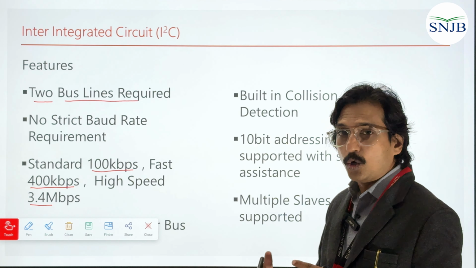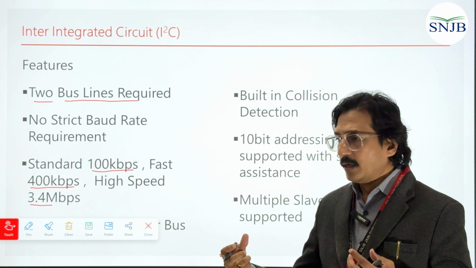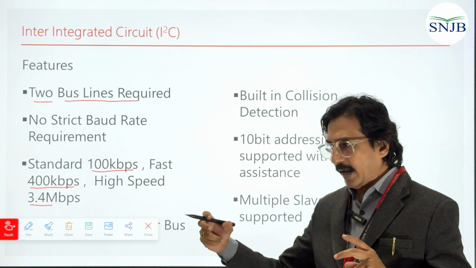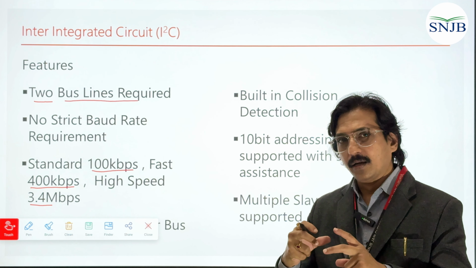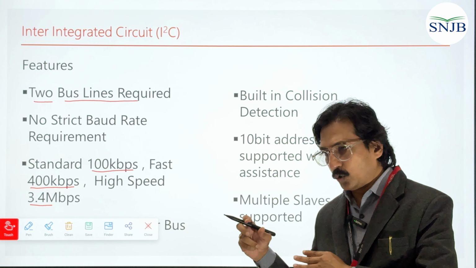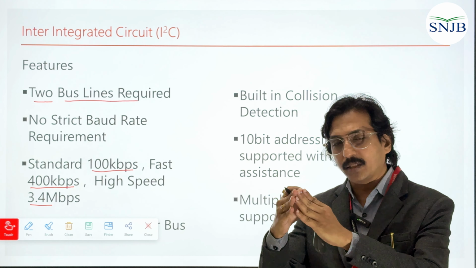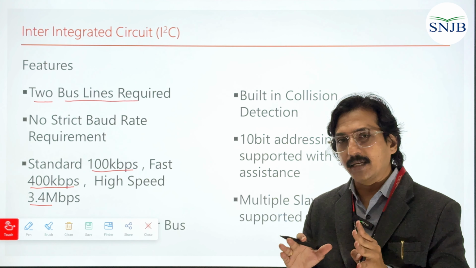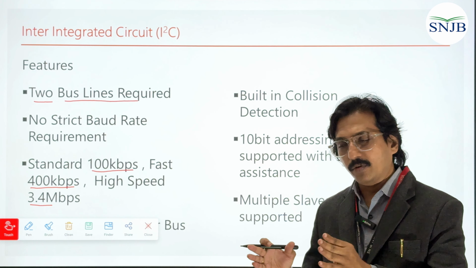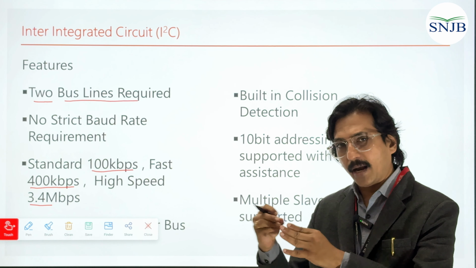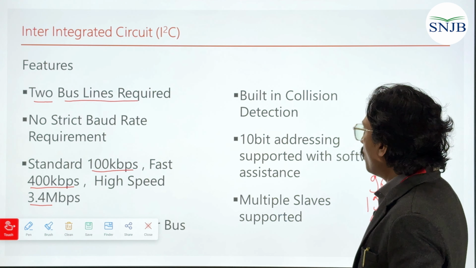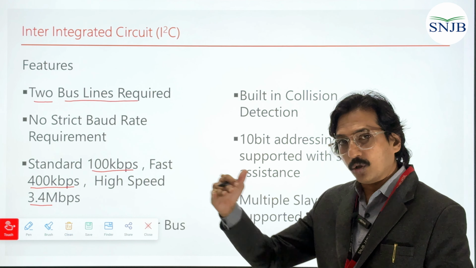It has built-in collision detection. It means if one bus master is connected to two slaves, and if two slaves are requesting something from the bus master, the channel is the same, and if two signals are coming from different slaves, then they may collide. So there is a mechanism so that the data is not damaged through colliding. That collision detection is there to avoid damage to the data of both the slaves.